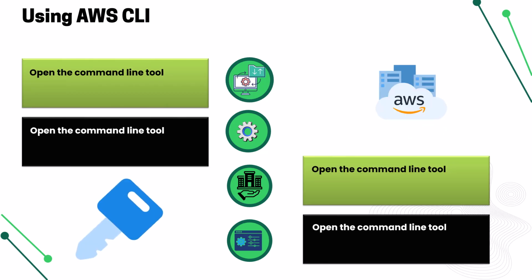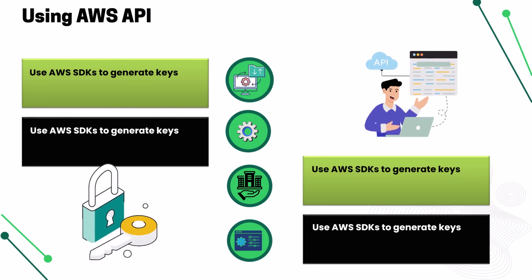For those who prefer the command line, AWS CLI is the way to go. One simple command and boom, new access key created. But remember, with great power comes great responsibility. Store it safely.